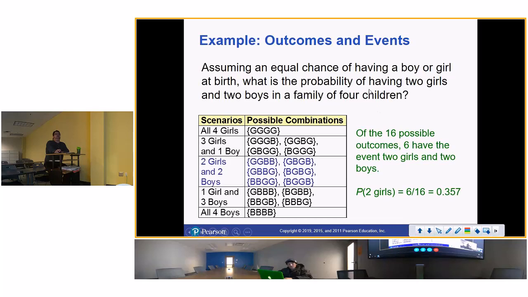What is the probability of having 2 girls and 2 boys? Well, 2 girls and 2 boys. Here's, let's see. 2 girls. Here's 1, 2, 3, 4, 5, 6. 6 out of how many? Okay, they got it right here. 6 out of 16. There it is right there.